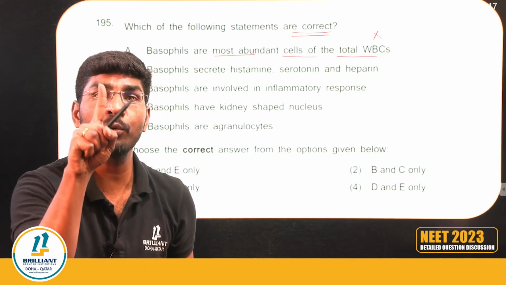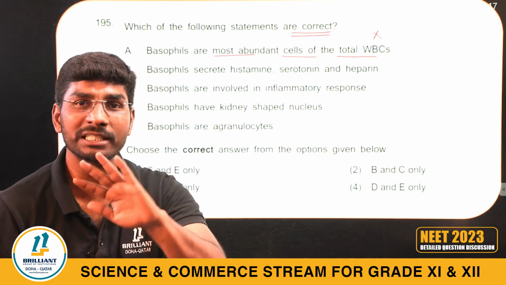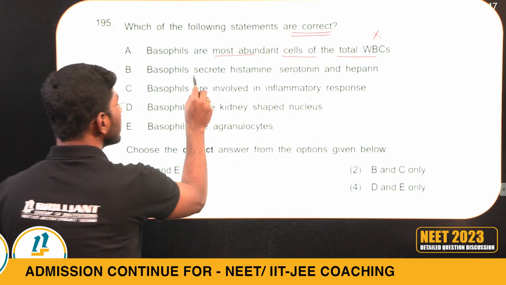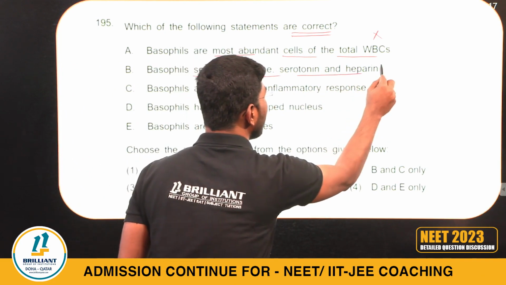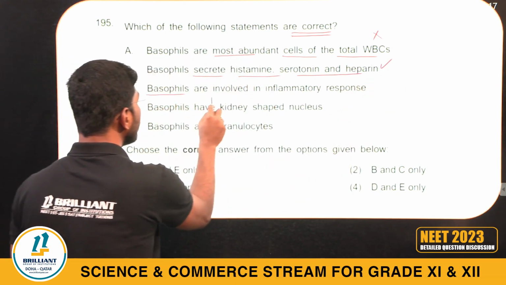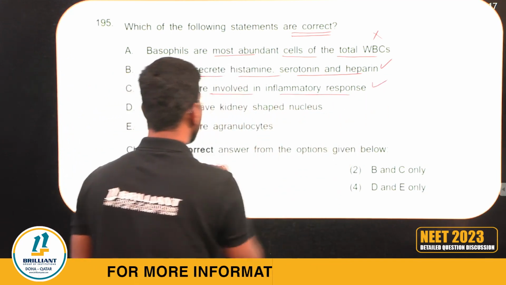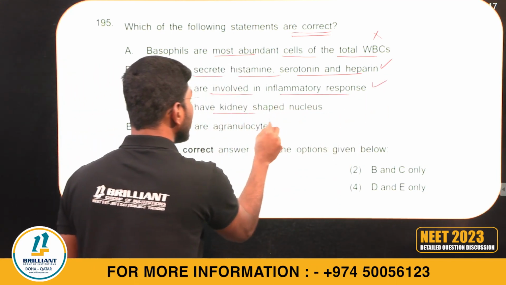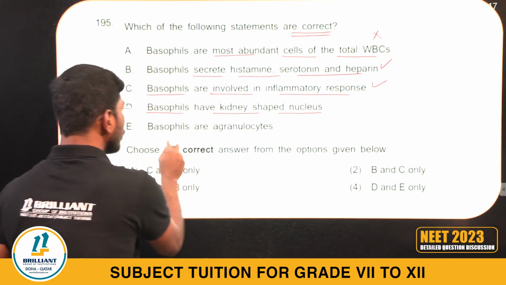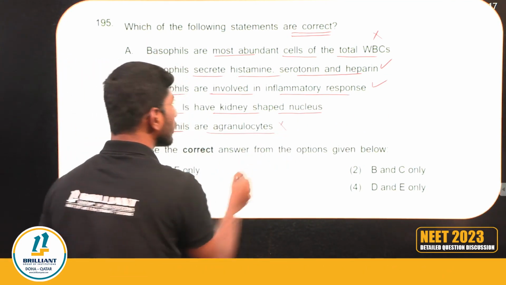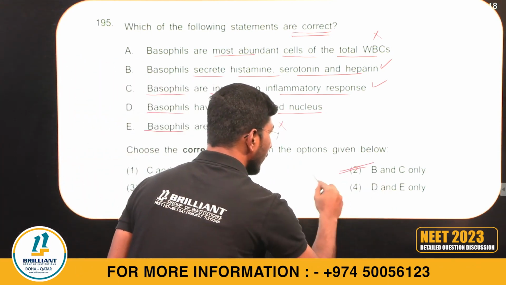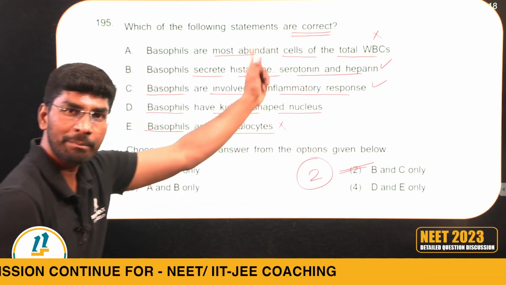Basophils are 0.5 to 1%. It is not a maximum number, a very small number. Statement wrong. Basophils secrete histamine, serotonin and heparin. Absolutely correct, inflammatory substances. Basophils are involved in the inflammatory response, correct. Basophils have a kidney-shaped nucleus? Kidney-shaped nucleus cells are monocytes. Basophils are granulocytes. So I can go with the answer B and C only.